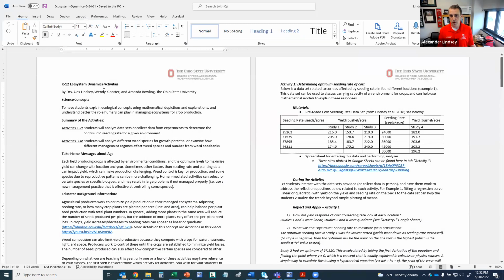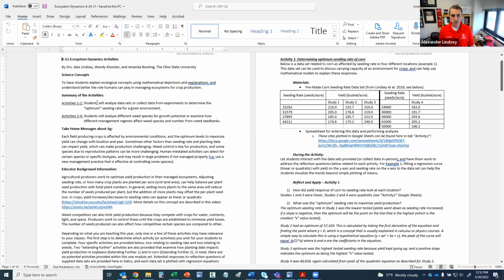I have K through 12 here, but this is probably more appropriate for upper level high school students given the amount of modeling. So with activities 1 and 2, students will analyze data sets or collect data from experiments to determine an optimum seeding rate for a given environment. And a second set of activities will be to analyze different weed species for growth or look at seed banks that are actually collected.